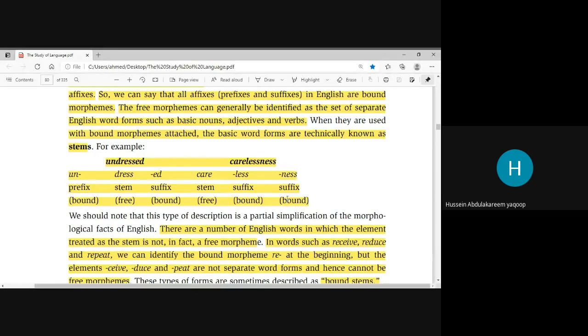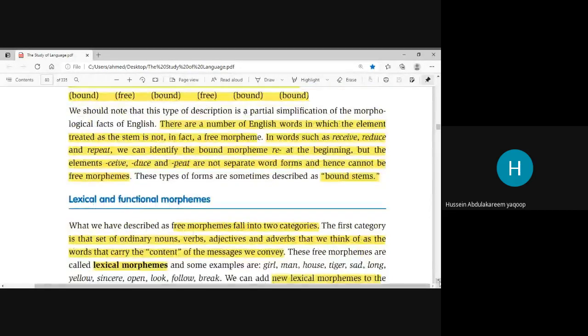So ness or less, these are bound morphemes. Why? Because they cannot stand alone. Also ed cannot stand alone. Un cannot stand alone. While dress and care are free morphemes because they give meaning. They can be understood by themselves. There are a number of English words in which the element treated as the stem is not a free morpheme.